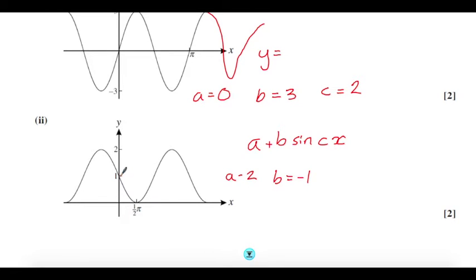And then we need to think about whether it has been stretched or not horizontally. So if we look, it's going round its first quarter in a half pi. So it means it'll be here by pi, here by 3 pi over 2, and here by 2 pi. So it actually still does one wave in 2 pi radians. So that C will be 1, it won't affect it.